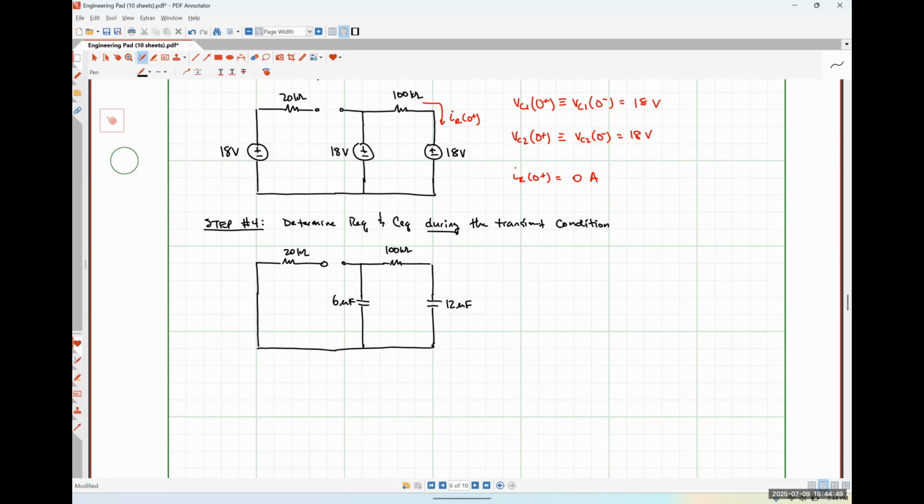So I've drawn this during the transient condition with that switch open, which means that that 20 kilo ohm resistor is not part of any closed path whatsoever. So it shouldn't be influencing the value for REQ. So I believe very easily we could say that REQ in this case is 100 kilo ohms. Does anybody have any issue with that analysis?